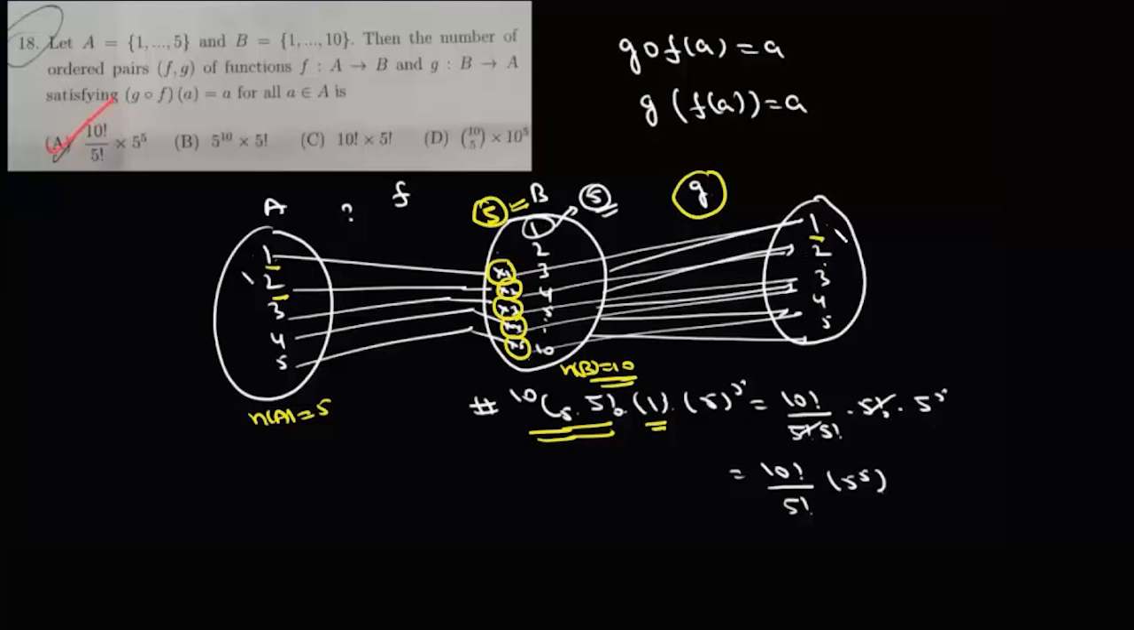Now for each element, we have 5 choices. For the first element, we have 5 choices. For the second one, we have 5 choices. So it will be 5 into 5 into 5, 5 times. So it will be 5 to the power 5. So the total number of ways of doing it is 10C5 factorial 5 into 5 to the power 5. And if you want to solve it, it will be factorial 10 upon factorial 5, 5 to the power 5. And that's your option A.